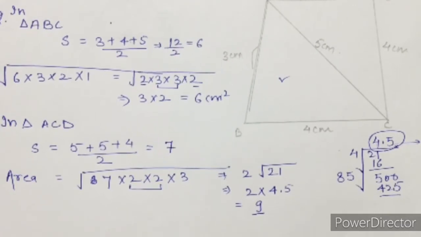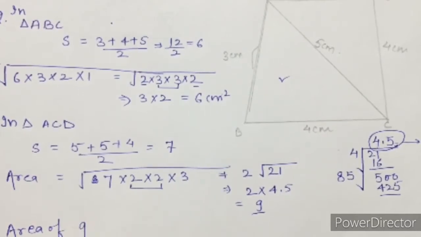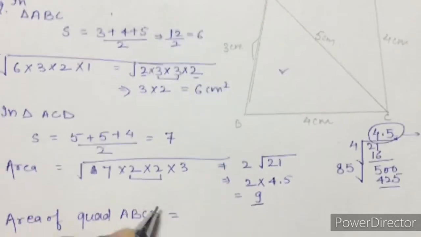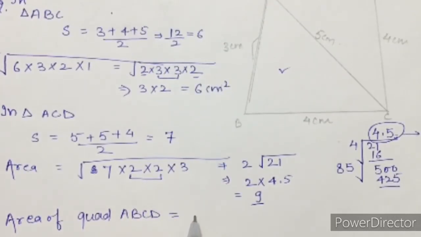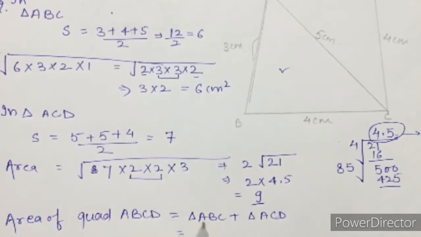Now students, what I will do, I will add both the areas. Area of quadrilateral ABCD is the area of triangle ABC plus the area of triangle ACD. What is the area of this triangle? 6. And the area of this triangle.